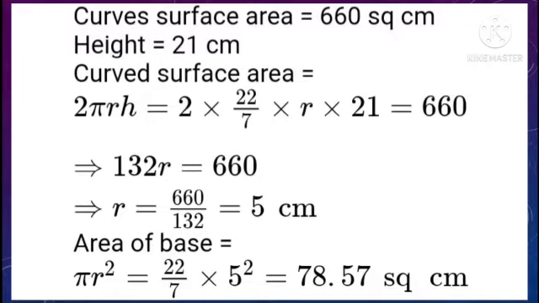Now 132 r is equal to 660, then r is equal to 660 upon 132. When we simplify we will get 5 centimeter. Therefore, radius of the circle is equal to 5 centimeter, then area of base is equal to pi r square, that is equal to 22 upon 7 into 5 into 5. So when we simplify we will get 78.57 square centimeter. Therefore, area of base of the cylinder is equal to 78.57 square centimeter is the answer.